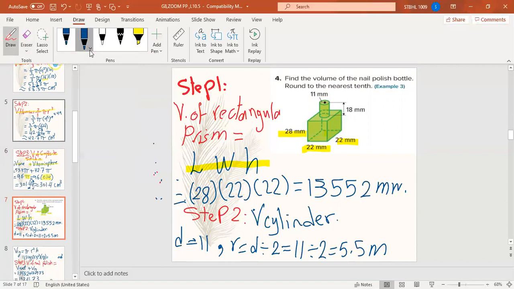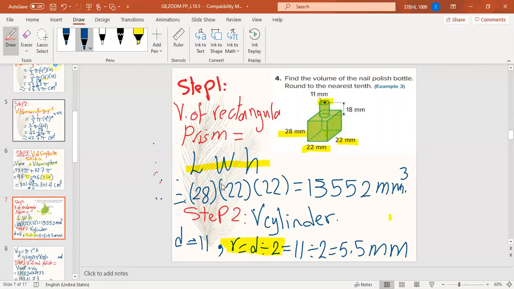And we will go to the second step, which is volume of cylinder. Look at the cylinder here. What is given related to the cylinder? The given here is the diameter, the full diameter. So I need to find the radius. The diameter is 11 millimeter. So radius equals diameter divided by 2. 11 divided by 2 equals 5.5 millimeter.